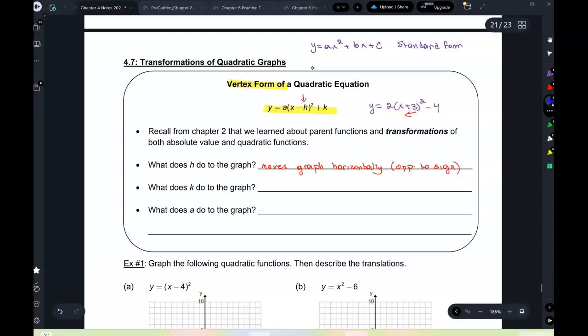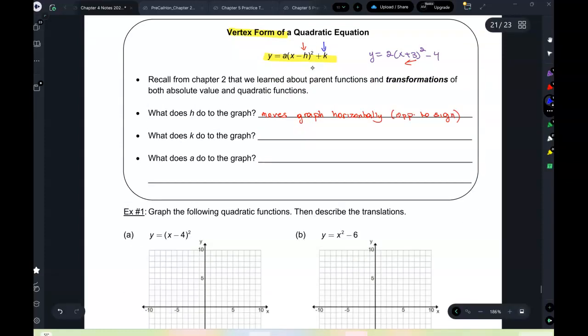Now, the k moves the graph vertically, right? And for this one, you go with the sign. So if it's minus 4, it goes down, plus 4, it goes up.